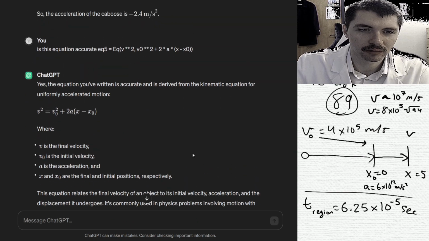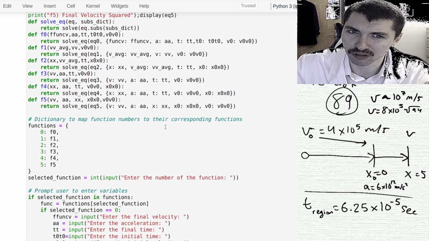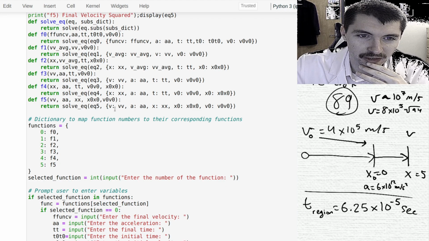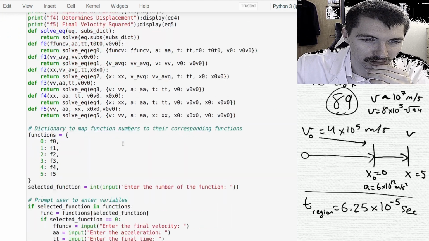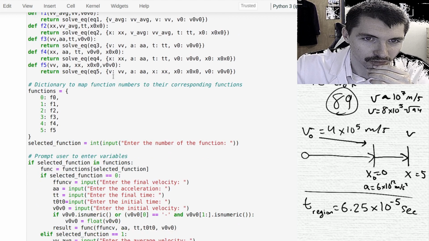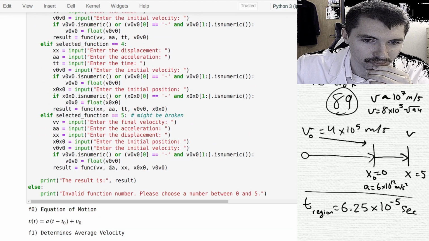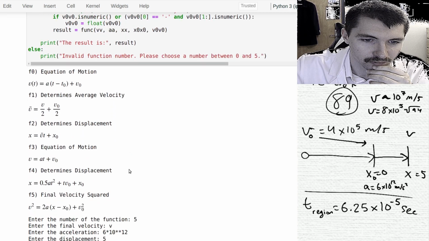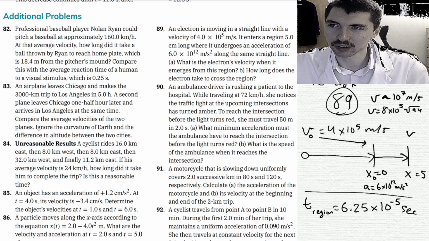Okay. So I'm guessing the book's wrong. Let me verify everything's right in our code. V squared equals V naught squared plus 2a times x minus x naught seems to be right. All right, so yeah, I'm gonna say the book got that one wrong.